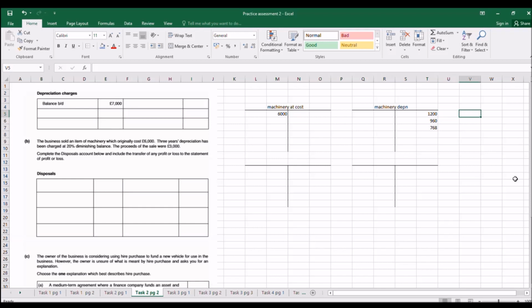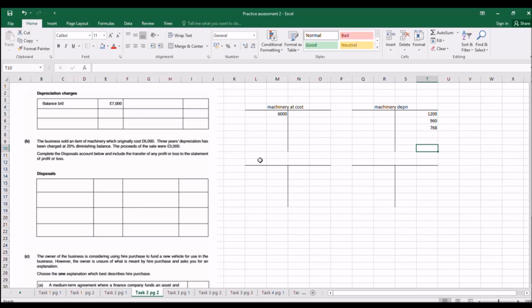And as a little check as well, let's go 6,000 times 0.8 times 0.8 times 0.8. That should be the value. Okay, and let's do equals 6,000 minus the 3 depreciation charges that we've charged. Right, so there we go. We've got the same carrying value as we should have. Right, so we know that we're right there.